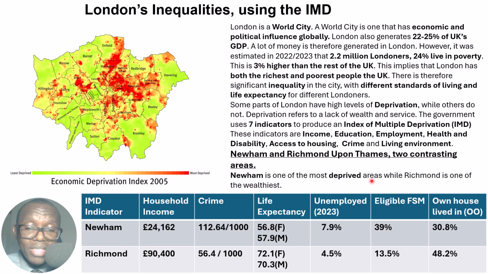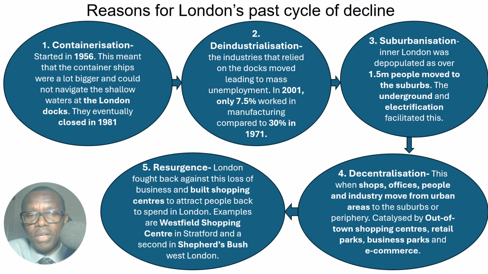So you can see that these indicators actually give us an indication as to the levels of deprivation in an area. And these here are 2 contrasting areas of London, and that actually again shows that London does have income disparity or disparity in the quality of life of people living within the city. Okay, so in this next slide, I have summarized the reasons for London's past cycle of decline, and I've done it in a flowchart format.